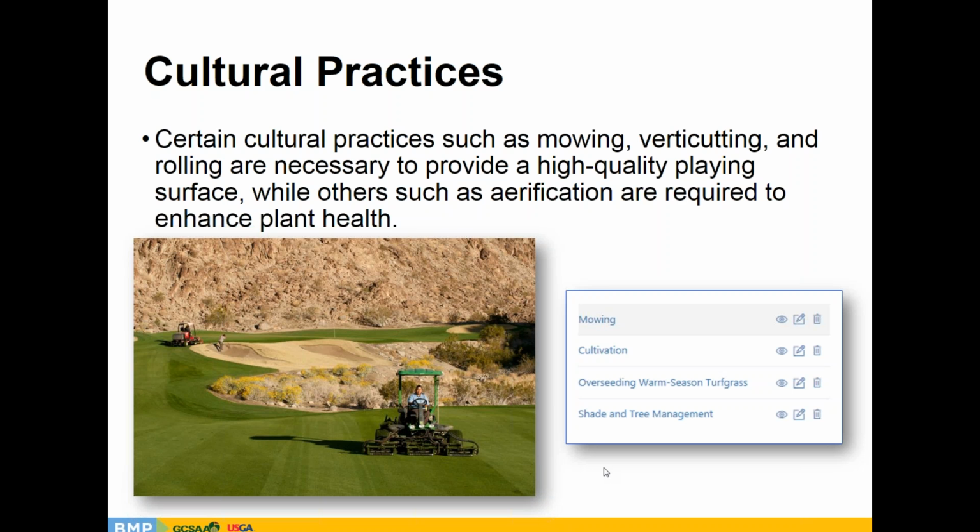Cultural practices, this particular section of the BMP template is not as robust, realizing that across the country, the 50 states that are there, we manage turf so differently, and so we see just general mowing and cultivation. Those regions of the country where overseeding is conducted, there are BMPs on shade and tree management. So again, this is an area that you can expand.